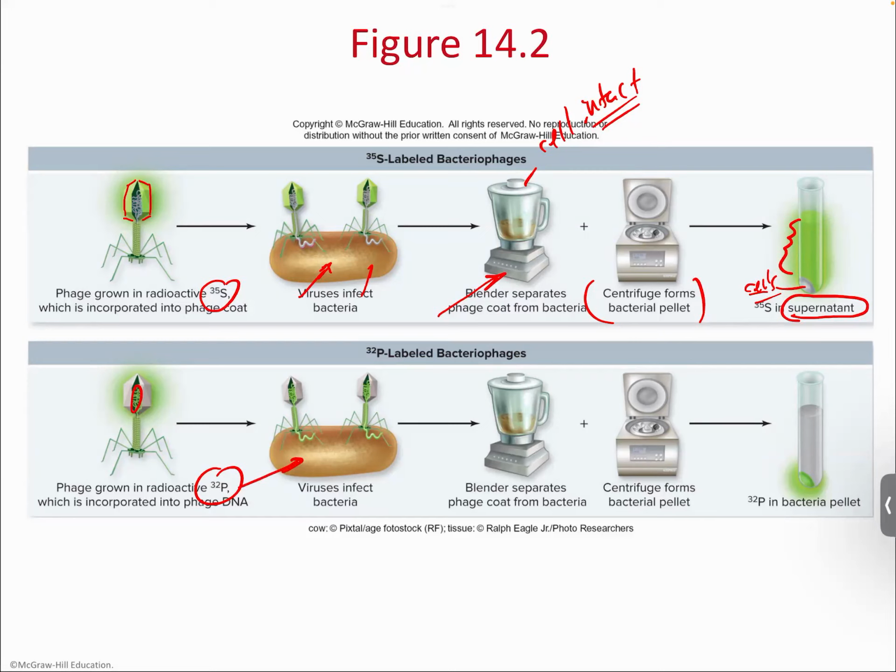You let it infect, and then you grind it up in your blender and you spin it down. And now, where is your label? Well, now your label is in the pellet. And what else is supposed to be in the pellet? The genetic material, right? Because that's where the infection is. So your DNA is inside the pellet where the genetic material is, where the infection is. So this one is the one that suggests that DNA is the genetic material, not the first one.